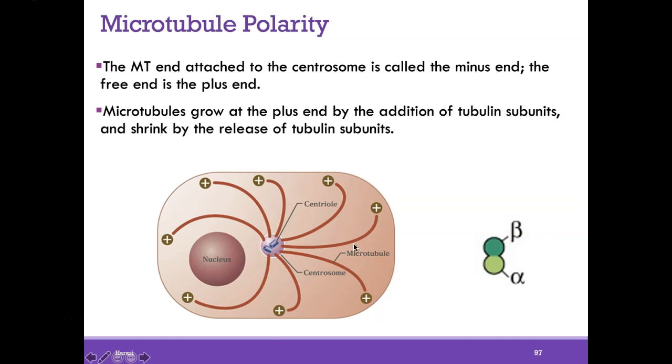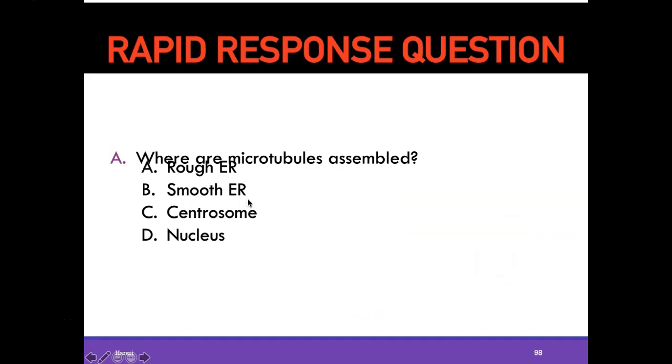Microtubules grow at the plus end by addition of new tubulin subunits, and they shrink by the release of tubulin subunits. So they grow or shrink at the plus end only. So where are microtubules assembled? Answer is C.